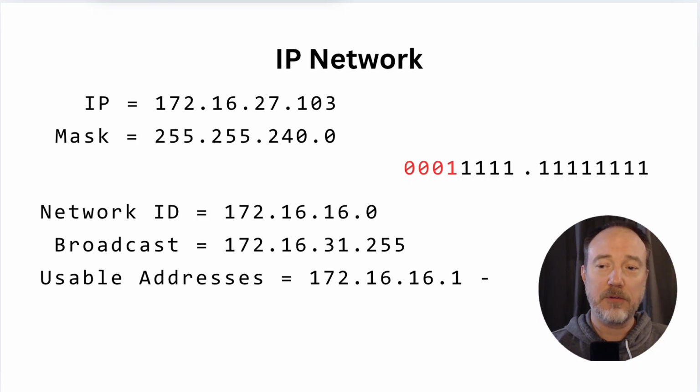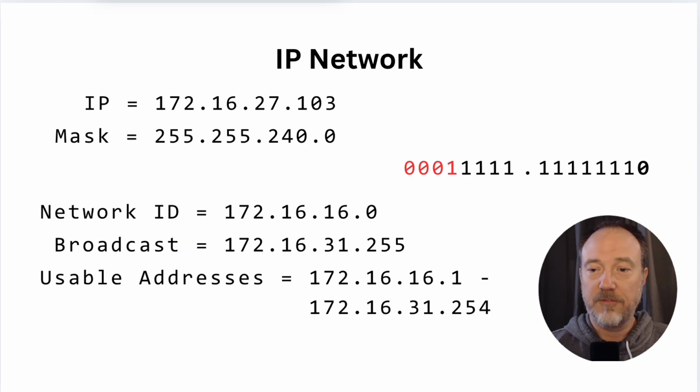So when we decrement down 1 value from here, it has to be done in that fourth octet. So this means that that last bit in the fourth octet goes to a 0. When we convert this to decimal, this makes our third octet still a value of 31, but our fourth octet is a value of 254. So the highest usable address we have is 172.16.31.254.